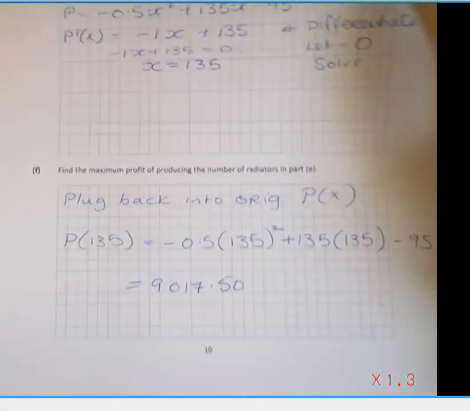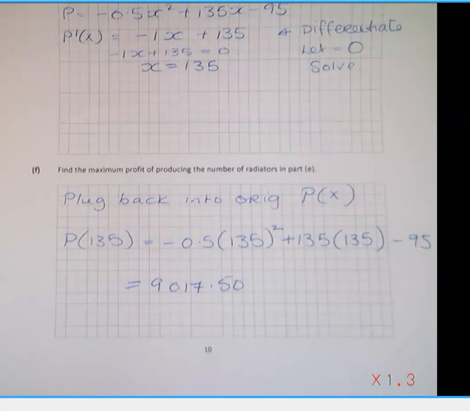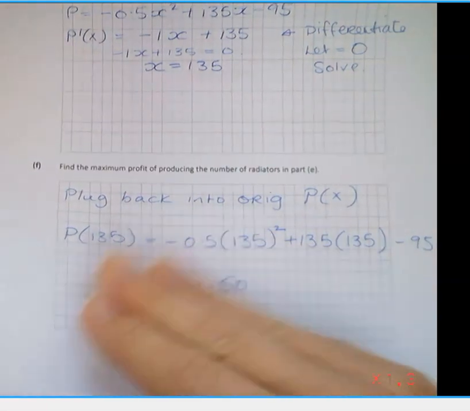And then it wants you to find that maximum profit. So for that, you plug 135 back into the original formula for profit. So you're getting P of 135. When you plug it all in and multiply it all out, you get 9,017.50.